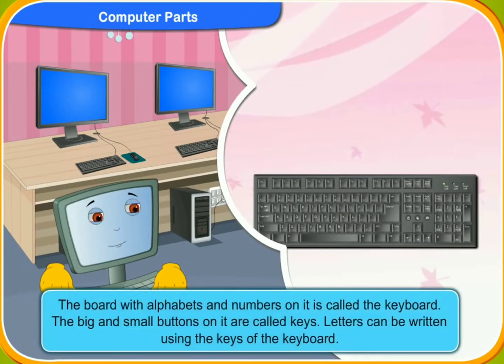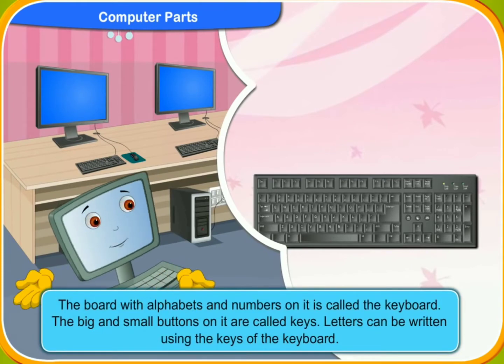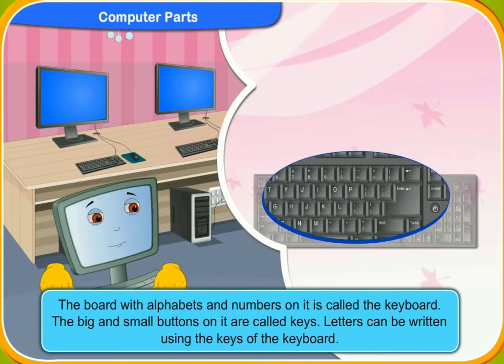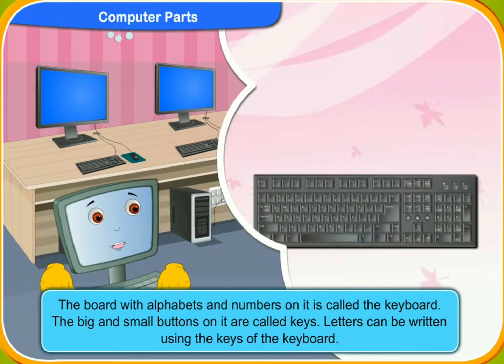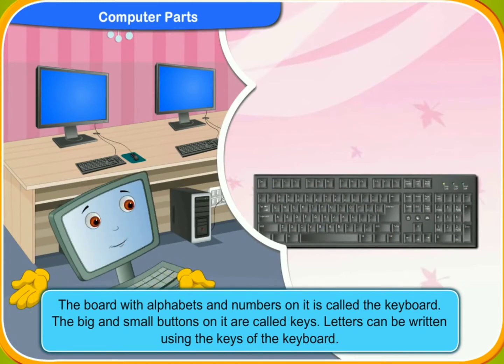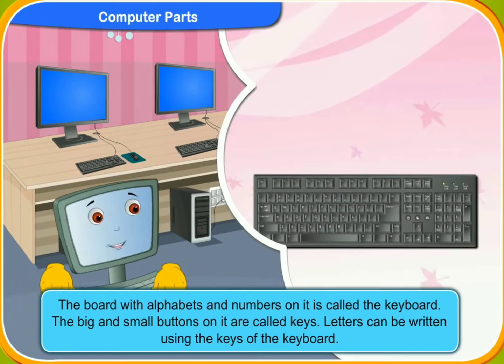This board with alphabets and numbers on it is called the keyboard. The big and small buttons on it are called keys. Using these keys, we can write letters. We can make reports and presentations and also play movies and songs.